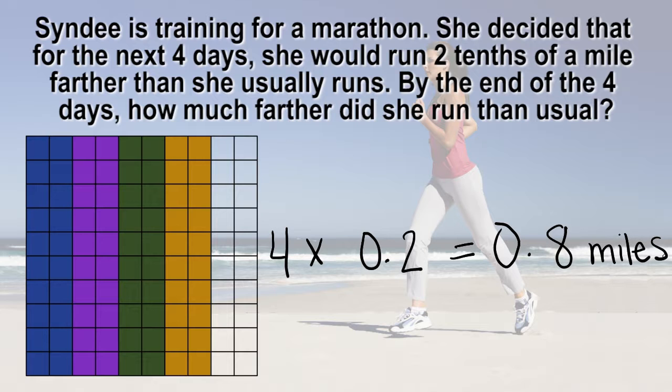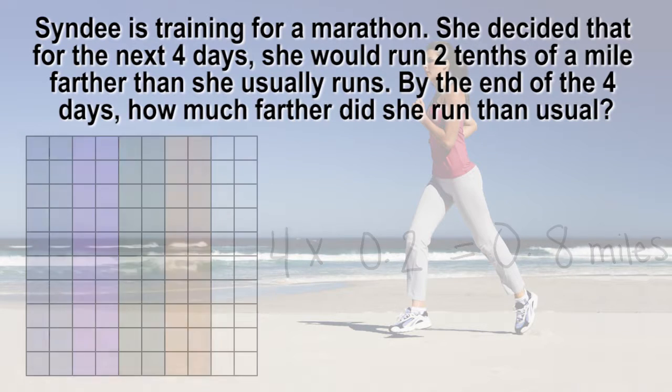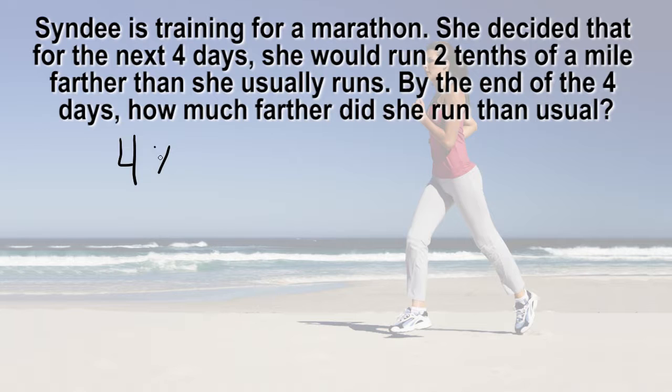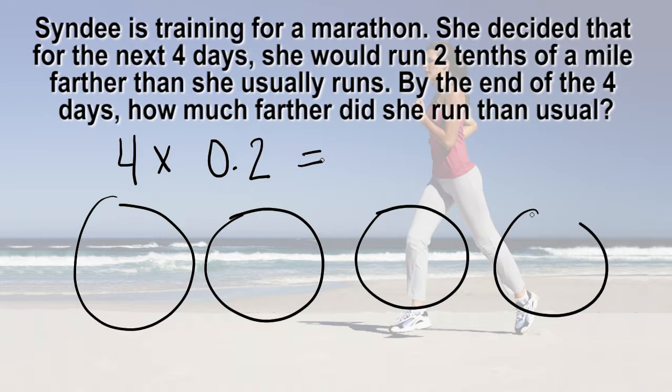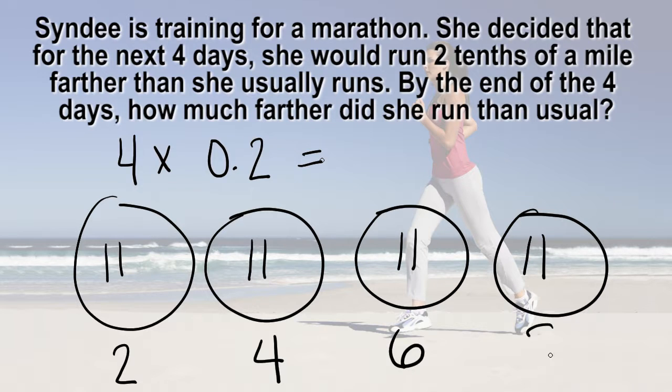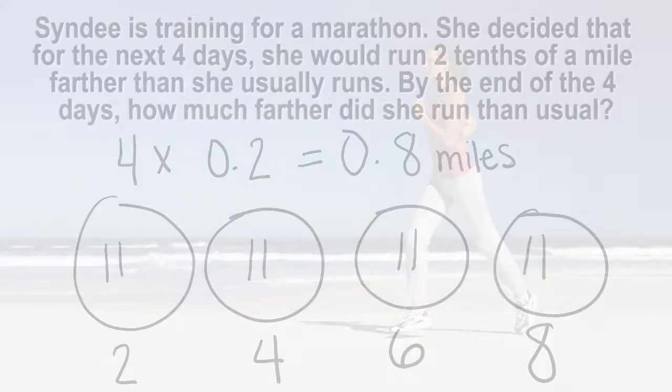Let's solve the same problem using the box line dot method. Start by writing the equation 4 groups of 2/10 equals. Draw 4 circles to represent the 4 days Sydney ran extra miles, or the 4 groups. Draw 2 lines in each circle to represent the 2/10 extra miles Sydney ran each of the 4 days. Count up the tenths: 2, 4, 6, 8/10. Sydney ran 8/10 extra.